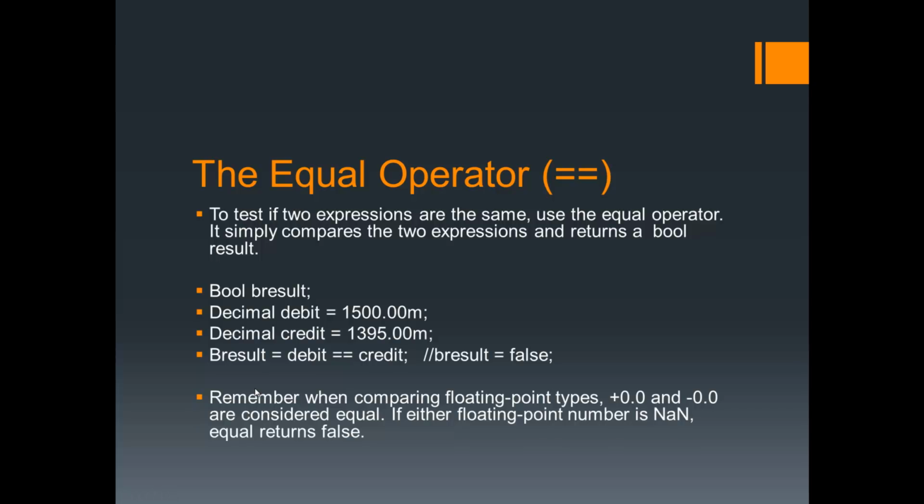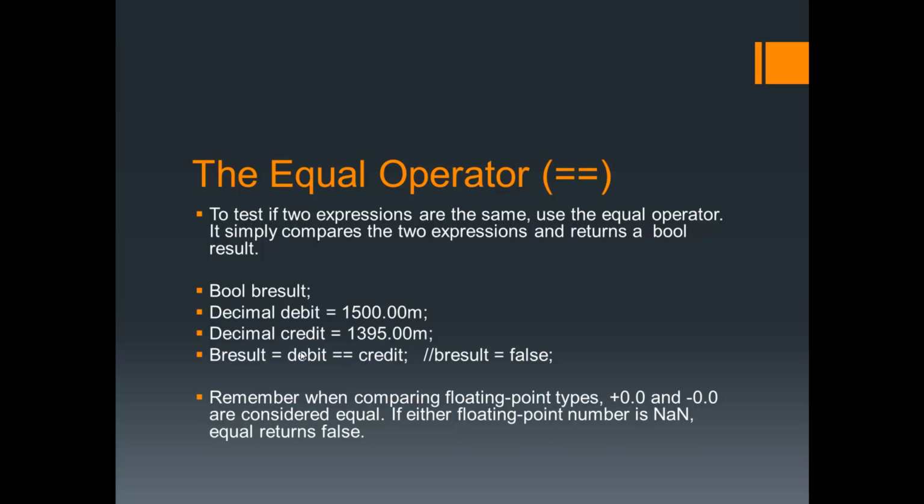Now remember, when comparing floating point types, positive 0.0 and negative 0.0 are considered equal. If either floating point number is not a number, equal returns false. Just keep that in mind there.